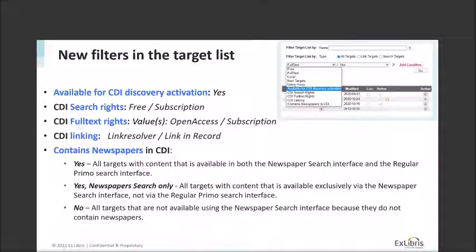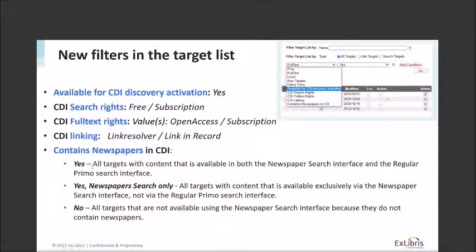Another third type of filter that you can use for CDI to filter the target list is what is called CDI full text rights. And what you have here is, is it open access or is it a subscription database? And the fourth one is CDI linking. How does the linking work in CDI? Do we link via the SFX link resolver, or do we link via the link in the CDI records that is provided by the provider?